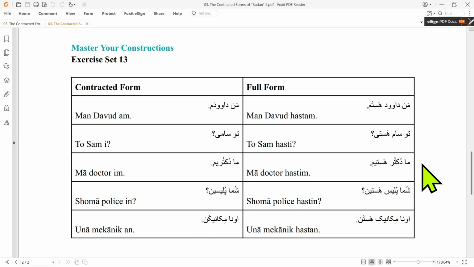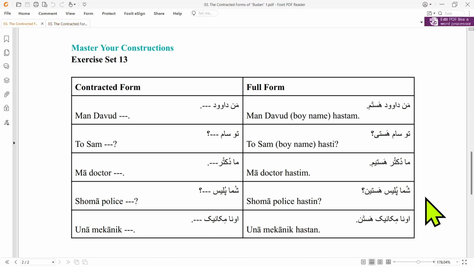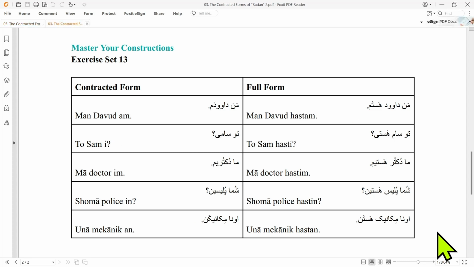How about the contracted form for ma doktor hastim? Ma doktorim. And what do you think is the contracted form of shoma polis hastin? Shoma polisin. And finally, the contracted form of una mekanik hastan would be una mekanikan.